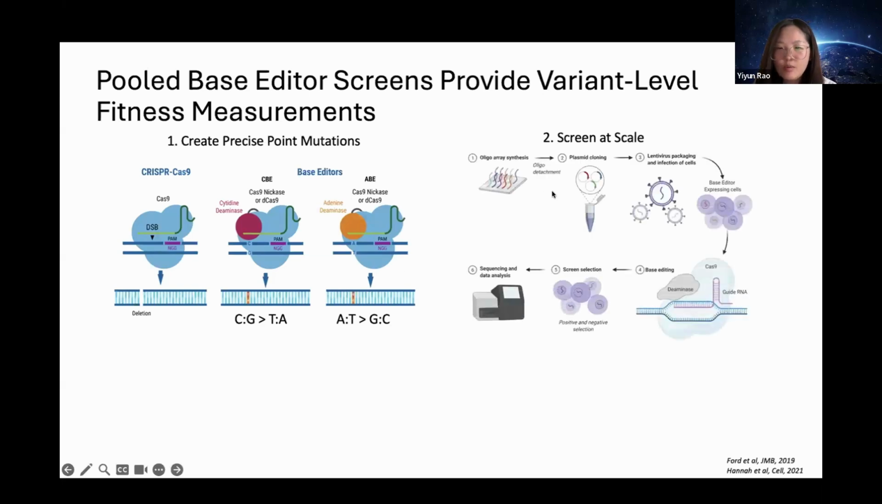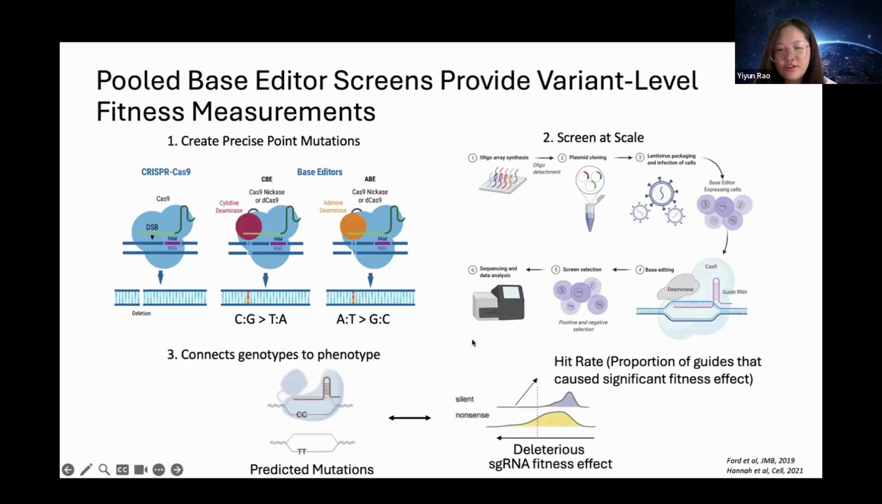And in a pooled screen, we can deliver a library of sgRNAs. Each sgRNA can direct the base editor to a specific site, and that creates thousands of targeted variants in parallel. We can then sequence and track the abundance of each sgRNA over time. So if an sgRNA drops out, it means that the cells carrying that mutation are depleted, and the edited mutation is deleterious to fitness. By analyzing the dropout pattern, we can infer which mutations, and how many mutations, that are predicted by the sgRNAs have measurable fitness effects.